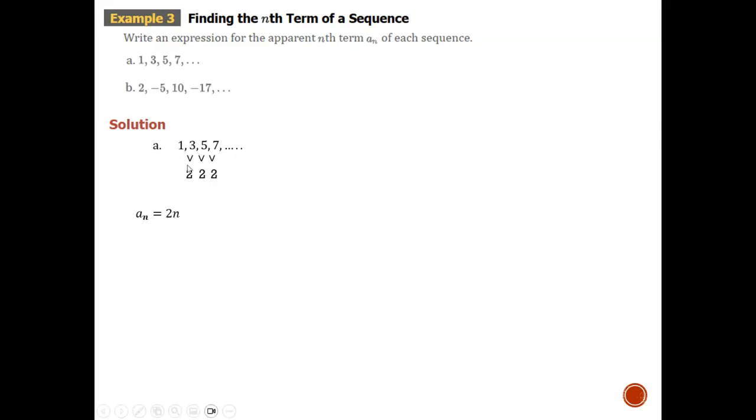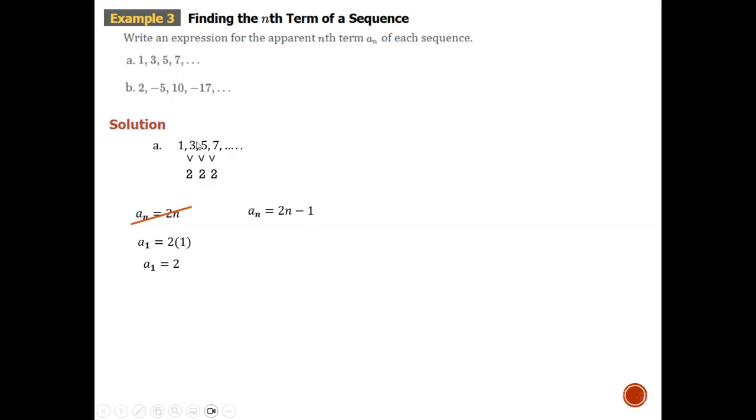So let's check it. If I plug in a1, the first term is 1, I should get a 1. So when I plug in a 1 here, 2 times 1 is not 1, I get 2. So remember, when you plug in the position for the sequence, you plug in a 1 for the first term, the output should be the first term. If you plug in a 2, then you should get the second term, but that didn't work here, so that's not the equation. So let's try something similar to it.